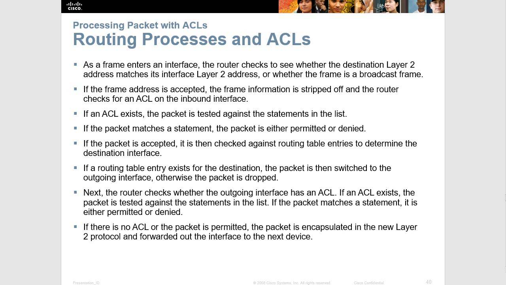So that's pretty much what's going to happen. Accepts the frame, makes sure the MAC address is okay, checks against the inbound access control list, whether it's to be permitted or denied. If it is, then it's going to look up the routing table entry, determining the outgoing interface, then it's going to test the access control list of the outgoing interface if one exists, and permit or deny based on that. Encapsulate a new layer 2 frame and send it on its way. Okay, so there's a bit that goes on. Basically, you're checking on the incoming and outgoing interfaces.